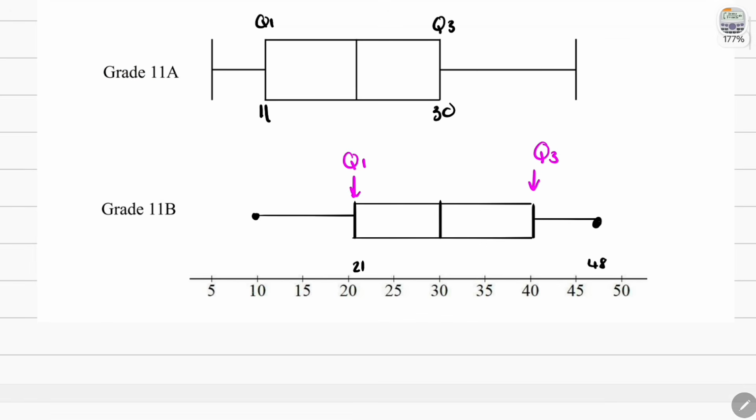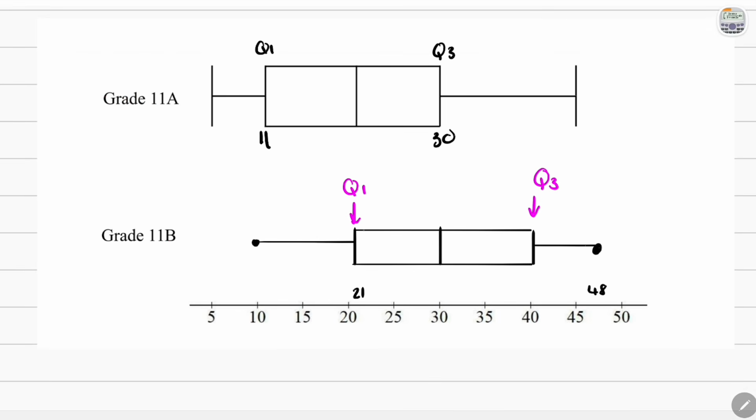You can see that here we have an entire 50% of the class scoring marks from 11 all the way to 30. But here in grade 11B, 50% of the class scored marks from 21 all the way to 40. So based on that, which class did better? It would be grade 11B. Do you see how their marks are more shifted to the right? So that 50% did better than this 50% in grade 11A.